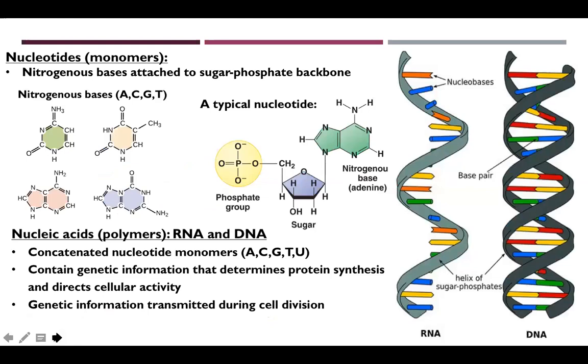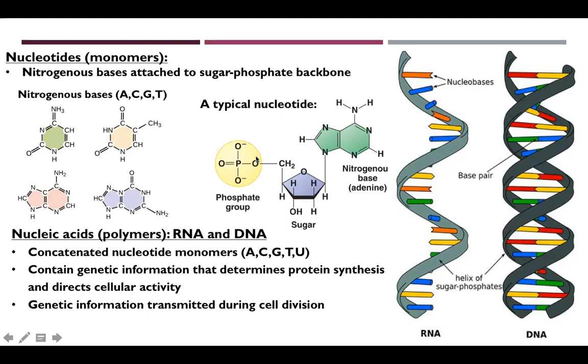Okay, so after carbohydrates, we're covering nucleotides, which are the monomers, and nucleic acids, which are the polymers. Nucleic acids are the macromolecule. Remember from last year that nucleotides have a nitrogenous base. So here are the different bases. And then they have a sugar that they attach to. So here's an example of a typical nucleotide. They have a sugar, one of those nitrogenous bases, which can be swapped out depending on which nucleotide they are, and a phosphate group.